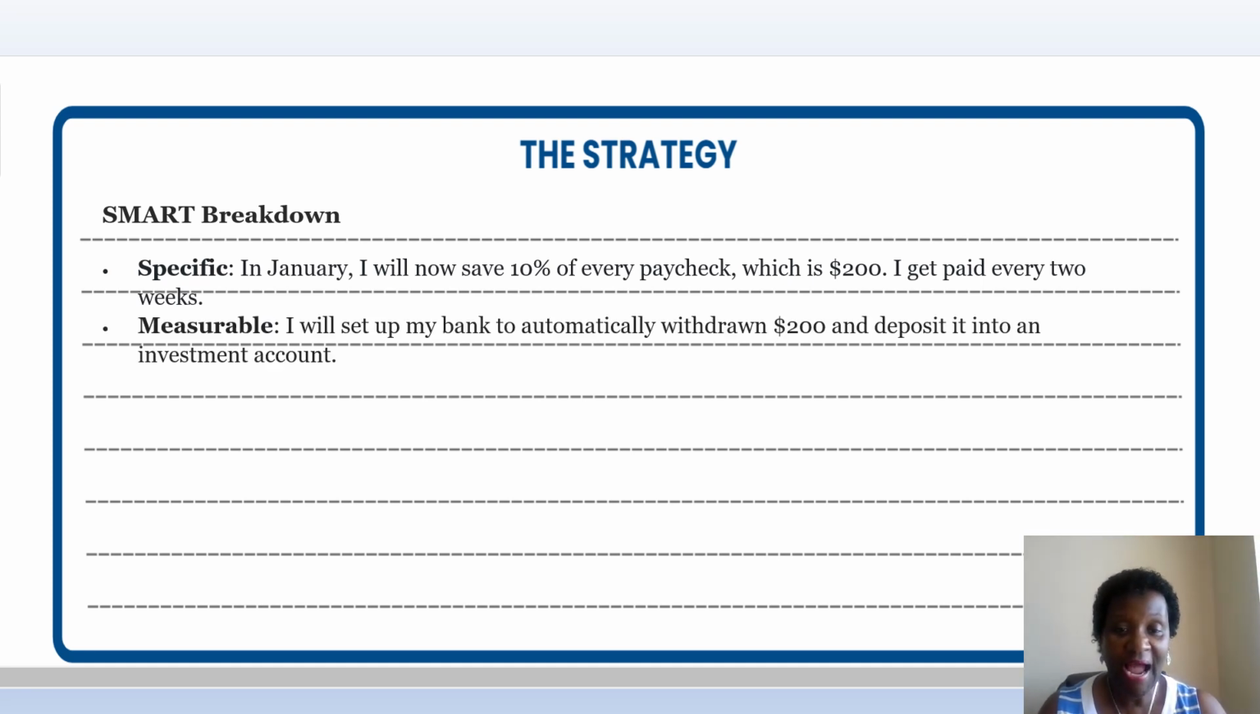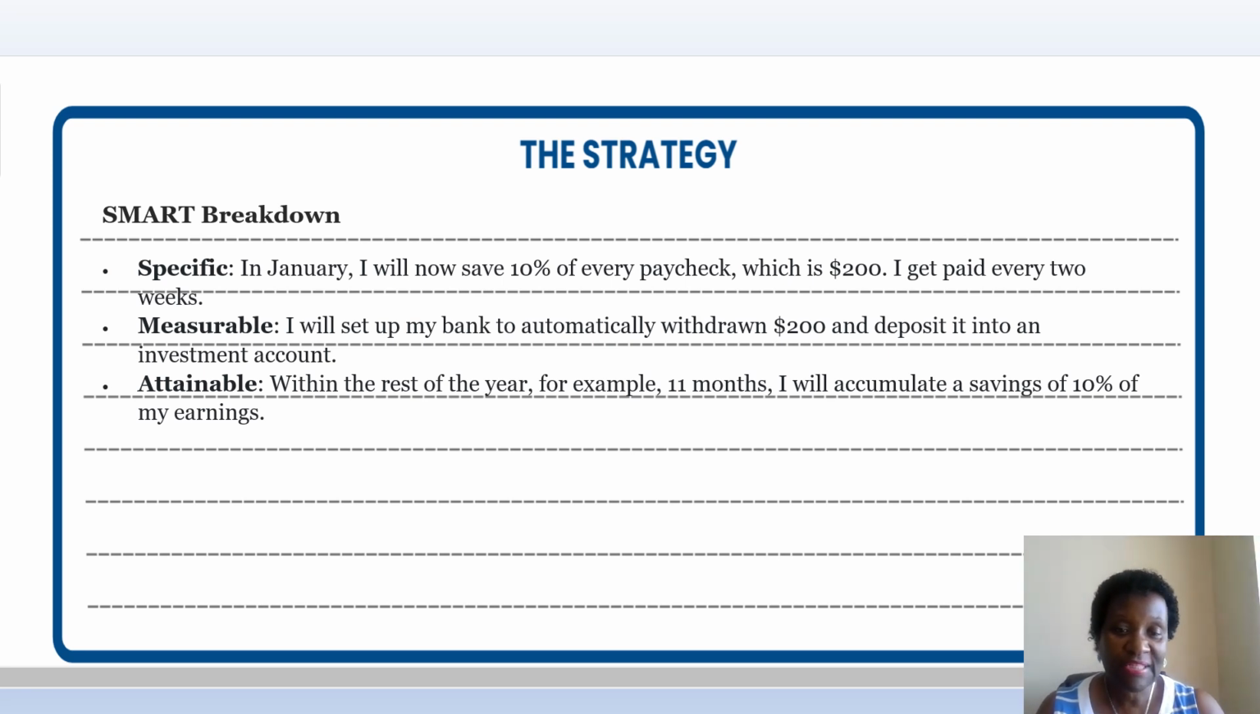Measurable is I will set up my bank account to automatically withdraw the $200 and deposit it into an investment account. Now, you may not be able to automatically do it. So if you're not able to automatically do it, how will you do it? How will you measure that if it's not automated? And we're going to talk about that in a minute.